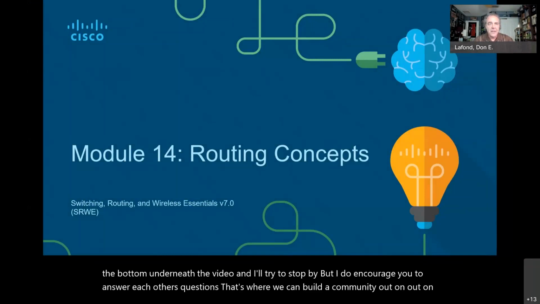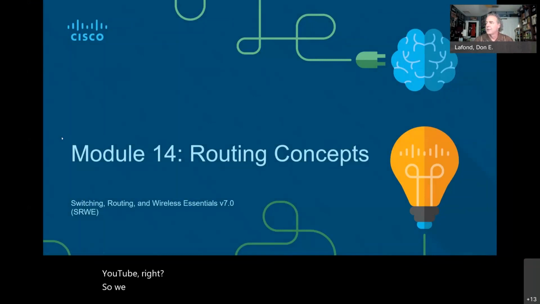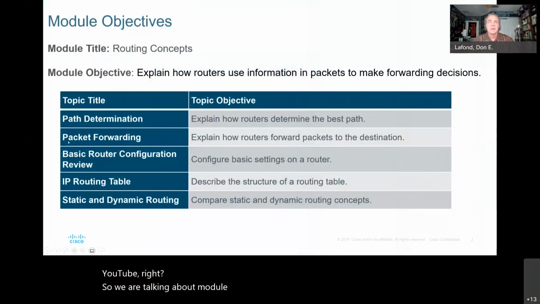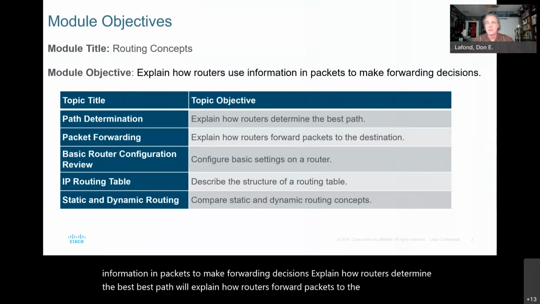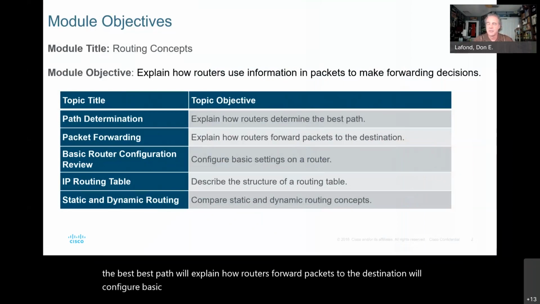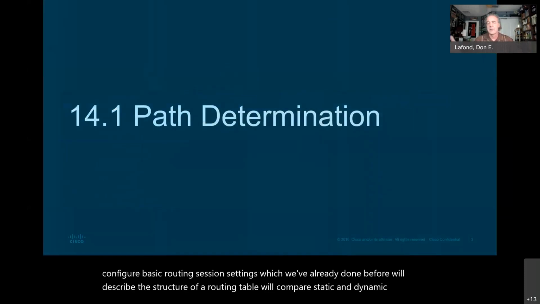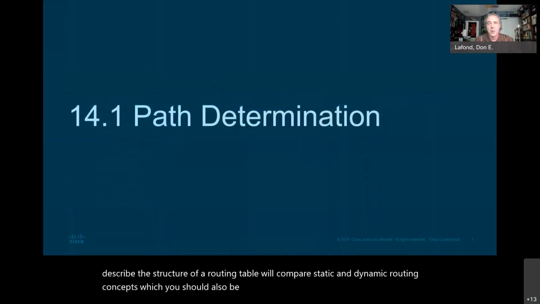All right, so we are talking about Module 14, Routing Concepts. I will explain how routers use information in packets to make forwarding decisions, and explain how routers determine the best path. We'll explain how routers forward packets to the destination. We'll configure basic routing settings, which we've already done before. We'll describe the structure of a routing table. We'll compare static and dynamic routing concepts, which you should also be familiar with from Cisco 1.